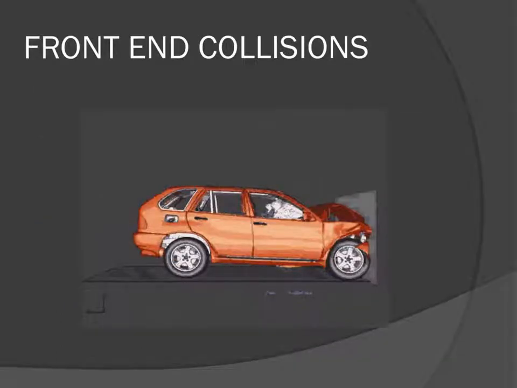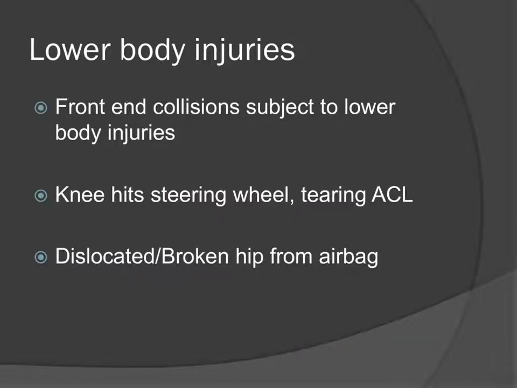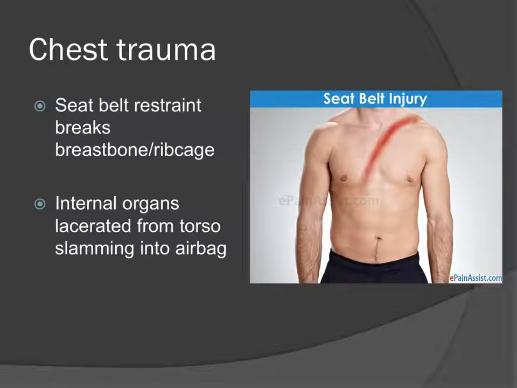I'll be talking about front-end collisions next. The lower body is subject to injury from front-end collisions because it's usually the first part to hit the car. Sometimes the knee will hit a steering wheel, tearing an ACL, or the sheer force of the airbag can dislocate a hip. Chest trauma is another injury that can happen.